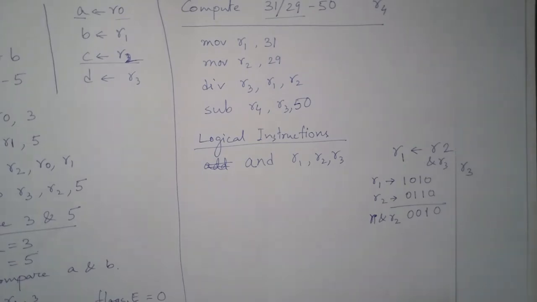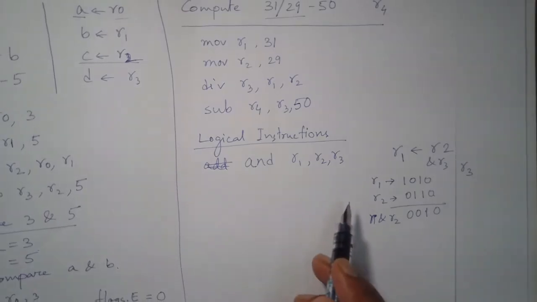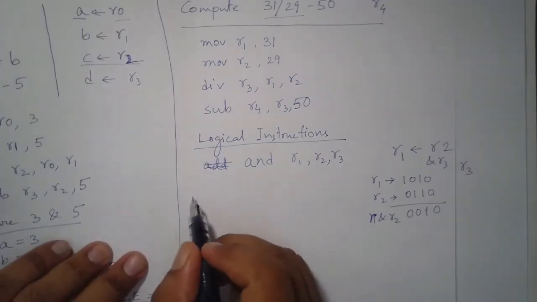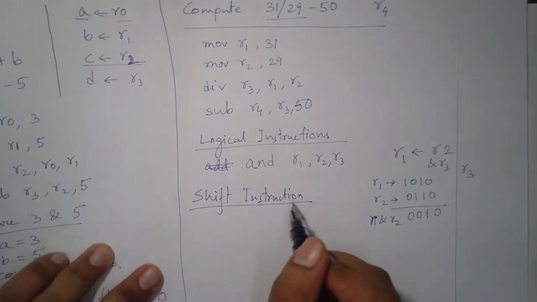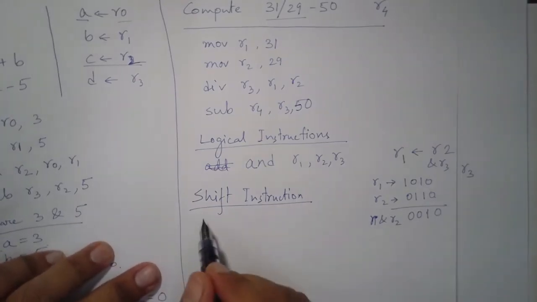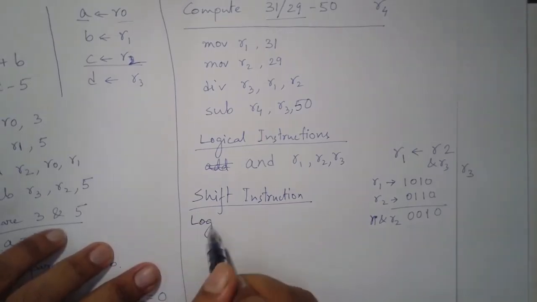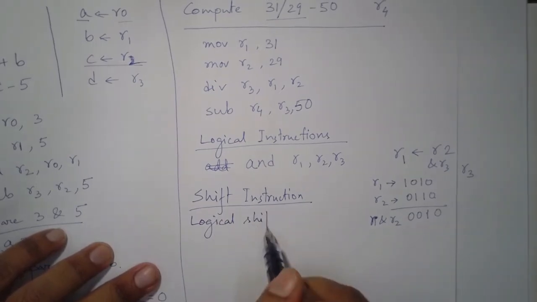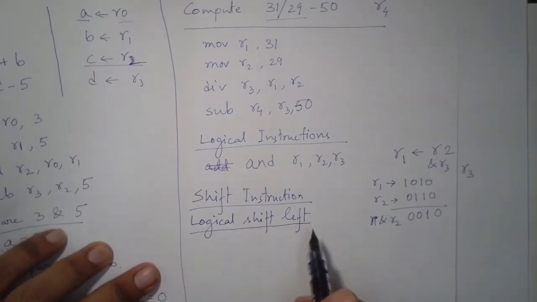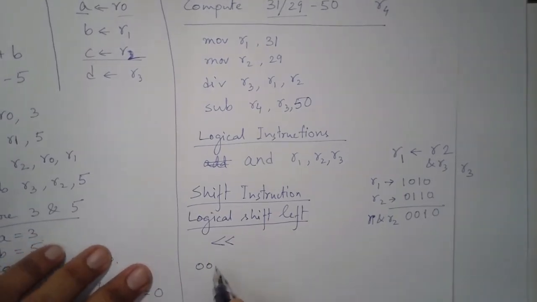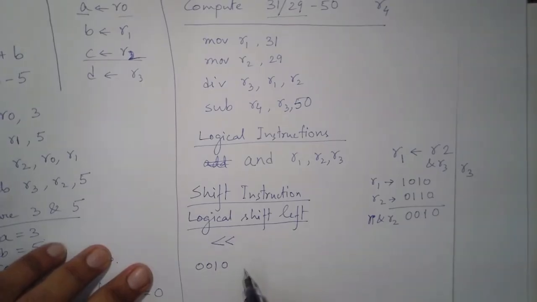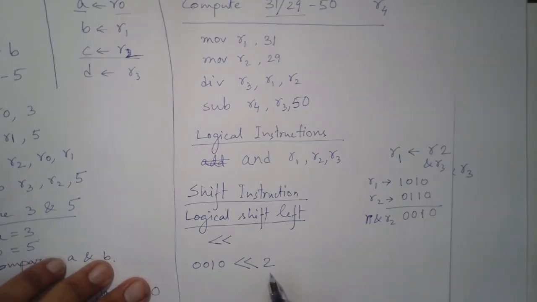We have looked at arithmetic and data movement instructions, then we have looked at logical instructions. The other instruction which is very handy is called the shift instruction. Alright. So, there are basically different types of shifts. So, for example, logical shift left, let us say. Logical shift left, as the name suggests, and the operator is denoted as this. So, let us say you want to logically shift this 4-bit number to the left by two positions.